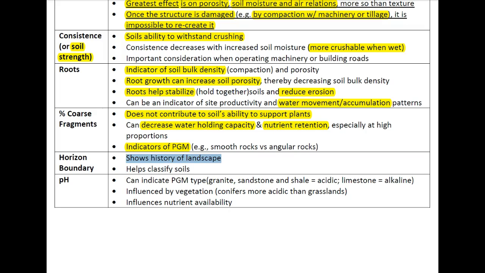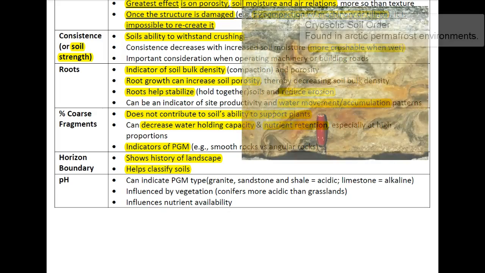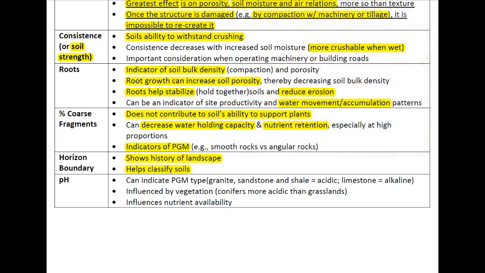Horizon boundaries show the history of the landscape and are used to help classify soils. For instance, in the video we watched last week, the Ap horizon had a nice abrupt boundary because of the tillage in the past. Another example would be these cryosolic soils. I briefly talked about those in one presentation. They're found in permafrost areas.